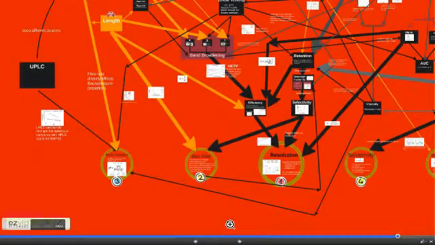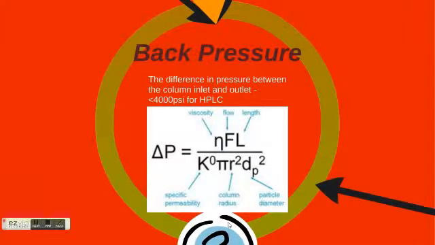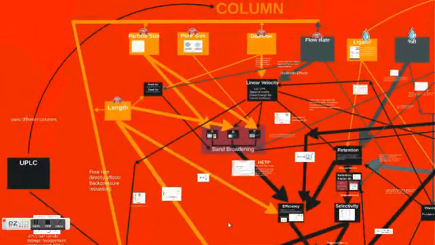We are now going to have a look at back pressure and what factors affect this. So back pressure is the difference in pressure between the column inlet and outlet. It should be under 4000 psi for a normal HPLC. It is affected mainly by the column parameters of length, particle size, pore size, diameter, but is also affected by flow rate. UPLC can be used if back pressure is too high.